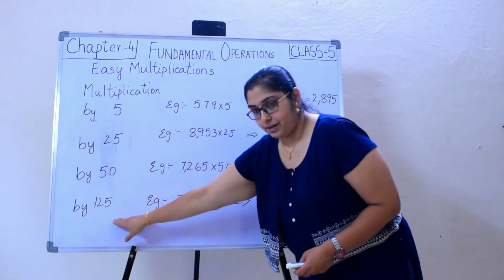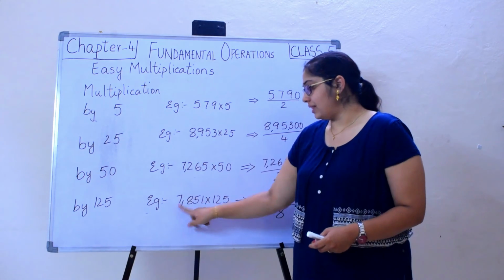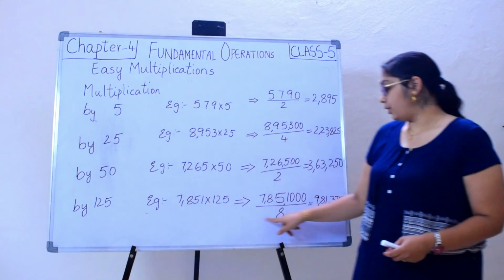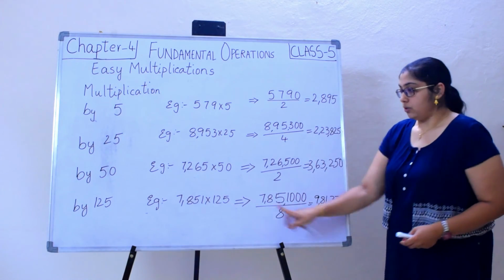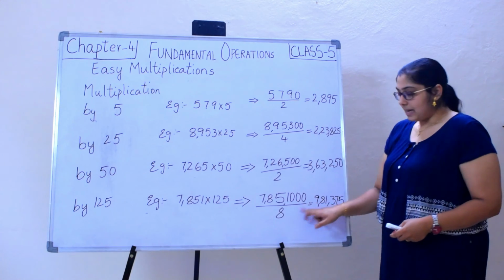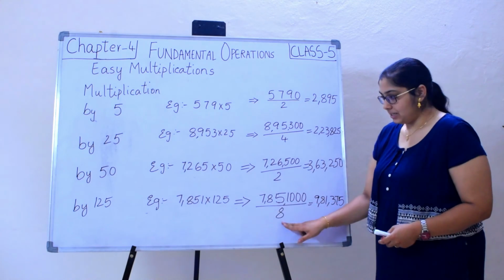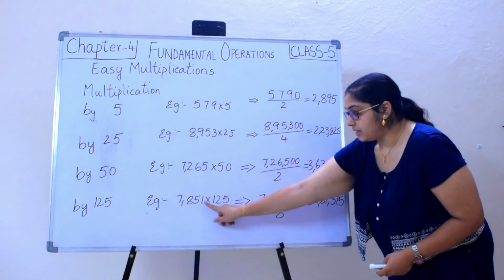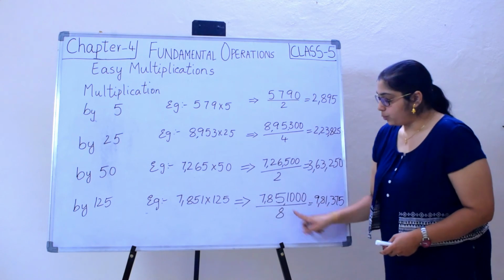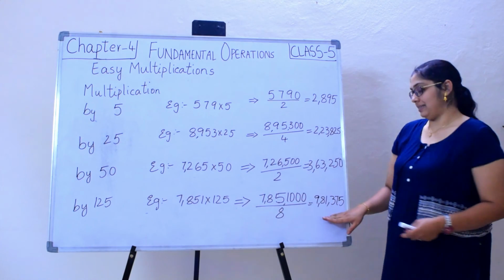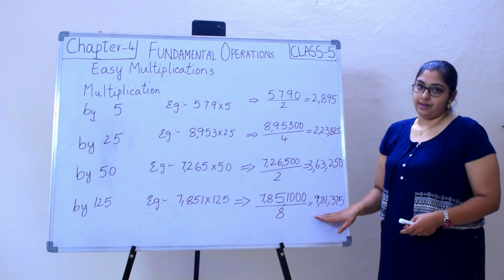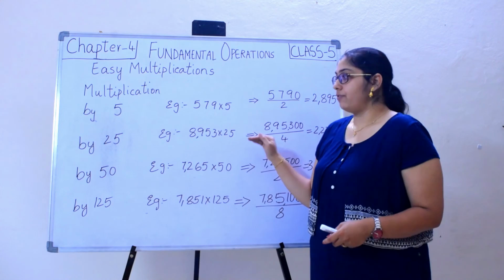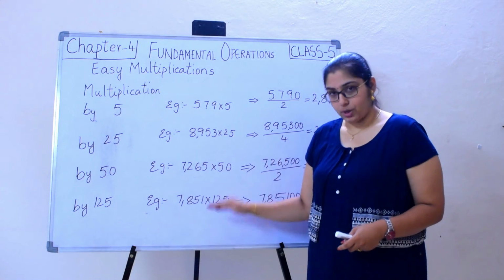Now with 125, I have an example over here. It is 7,851 into 125. So what I need to do? I need to add 3 zeros children. For 125 it is 3 zeros and I need to divide it with 8. See, 7,851 and I have added 3 zeros after this and have divided with 8. So I get the answer as 9,81,375. So this is how you do multiplication by 5, by 25, by 50 and by 125.